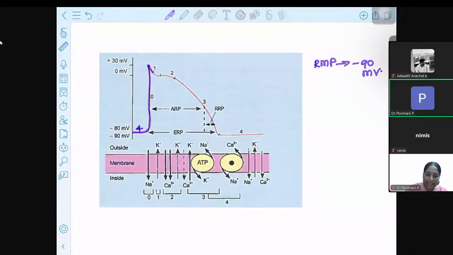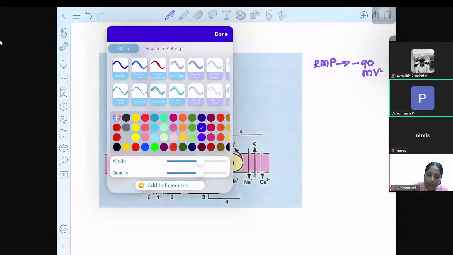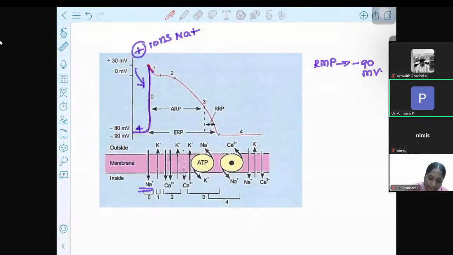What does it mean? There is going to be influx of some positive ions. And what positive ions are they? It is sodium ions. Okay, so once it reaches plus 30 millivolt, there is a drop which you can see here. And what does this drop mean?